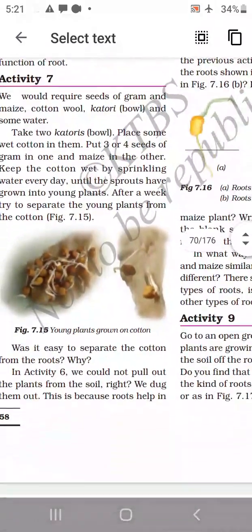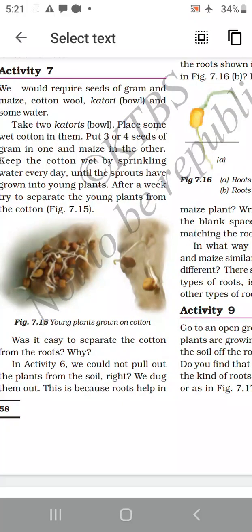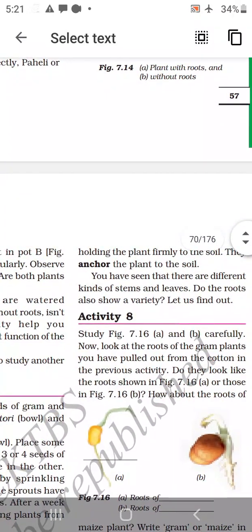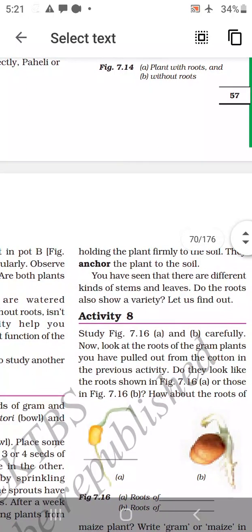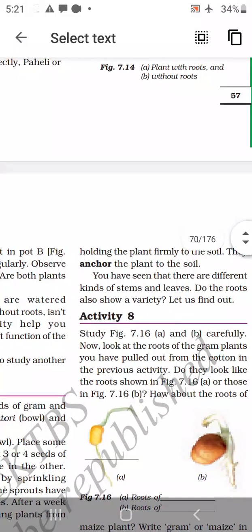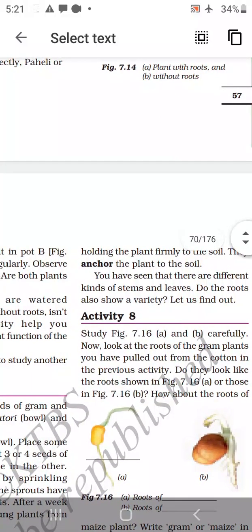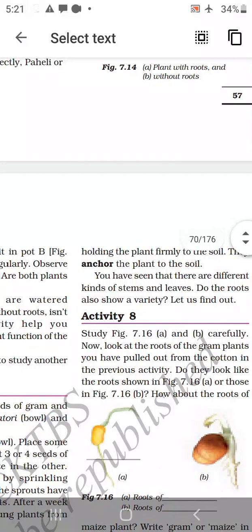What are the uses of root? Roots help in holding the plant firmly to the soil. That is very important. Like I told, roots are the main thing because of which the plant stands upright. Because of roots, the plants receive water which goes to the stem and then leaves, and using that, the plants prepare food.